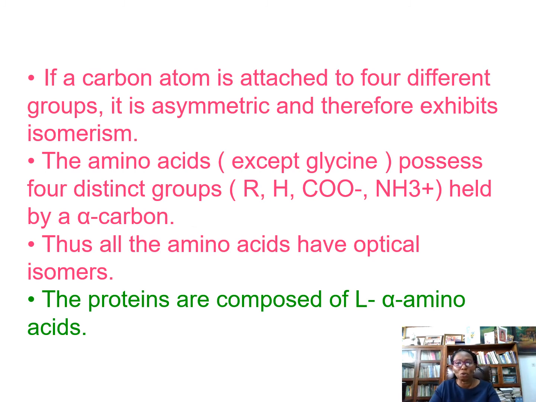If a carbon is attached to 4 different groups, it is asymmetric and therefore exhibits isomerism. So if you have any amino acid in which the carbon is not attached to 4 different groups, it is not going to be asymmetric, and it will not exhibit isomerism. An example of that is glycine, which happens to be the simplest amino acid. Glycine does not have an R group. It has hydrogen, it has carboxyl, it has amino group. And so it is not asymmetric and cannot exhibit isomerism. Thus, all the other amino acids have optical isomers, and proteins are composed of L-alpha amino acids.